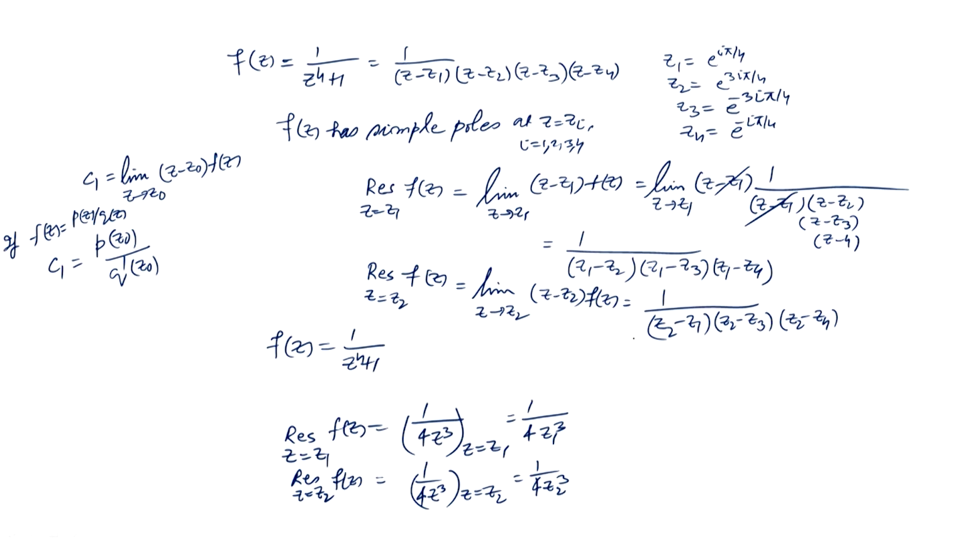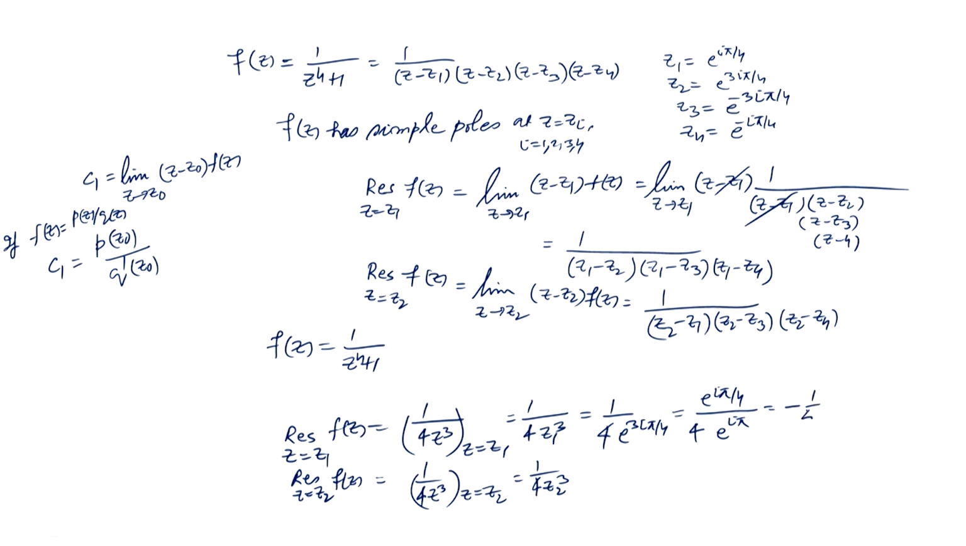Okay. And so, here it is, you can see very easy, 1 by 4 z1 is e to the power I pi by 4. So, we get e to the power 3 I pi by 4. Okay. And if you multiply by e to the power I pi by 4 in the numerator and denominator, what we get? E to the power 4 I pi by 4 means e to the power I pi, e to the power I pi is minus 1.